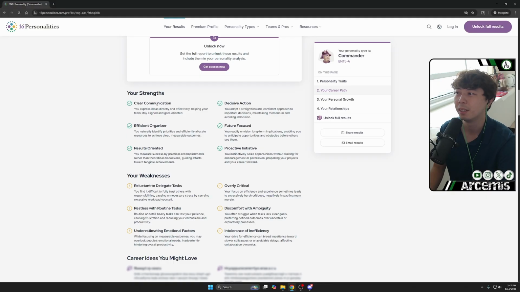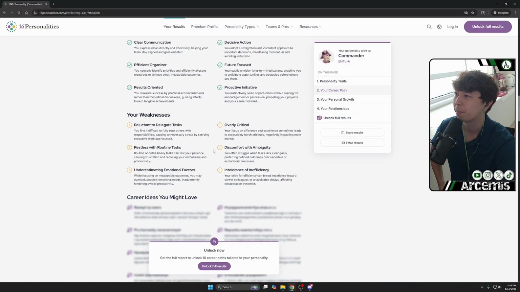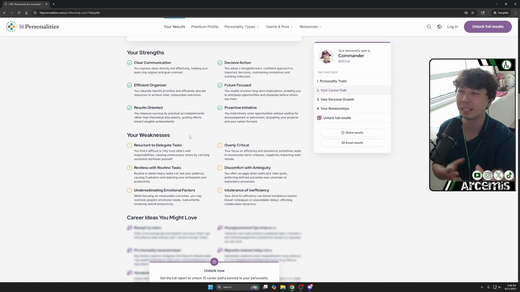My strengths, there we go. Clear communication, I would like to believe so. Decisive action, I think by nature with what I do as a hobby, that just kind of comes with that. Efficient organizer, I can be. I'm not always. Future focused, guarantee. Proactive initiative. Yeah, I believe so. And result oriented, for sure. My weakness. Yeah, that's what excites me more actually.